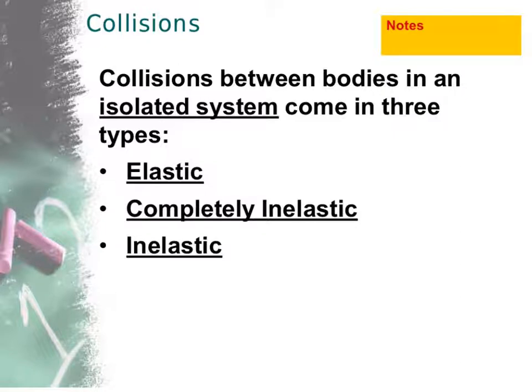So collisions between bodies in an isolated system come in 3 different types. Some people will say they come in 2 types, but I'm going to split them up into 3, and I'll show you why at the very end of this. The 3 types are elastic, completely inelastic, and inelastic.